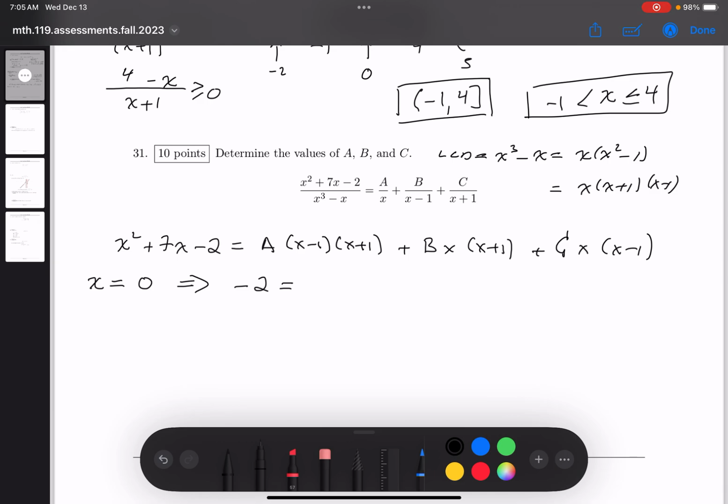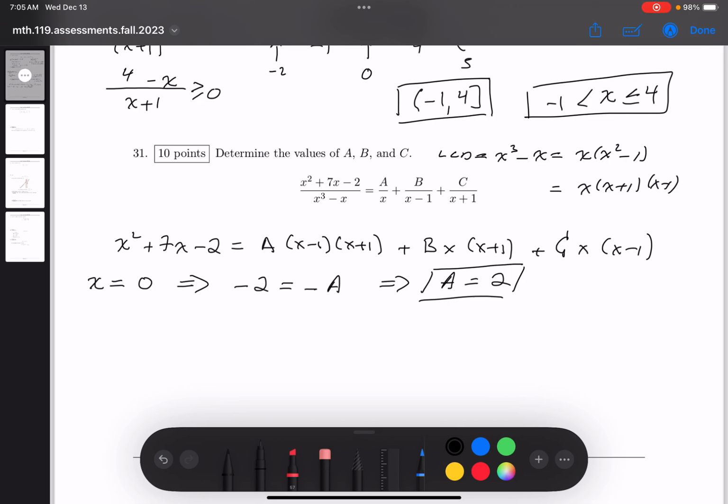And what am I left with there? It looks like I'm going to be left with minus A. All right, again, if x is 0, I get minus 1 times 1, which is minus 1. So I know what A is. A is going to be equal to the number 2. Put a box around that, because they did ask for the value of A. I know A is 2 now.